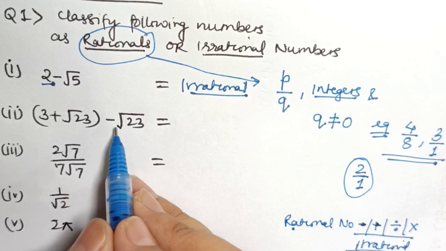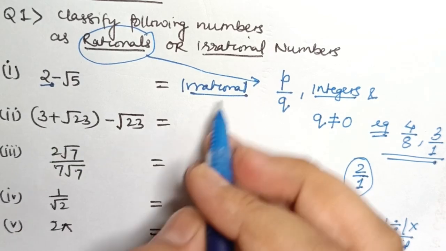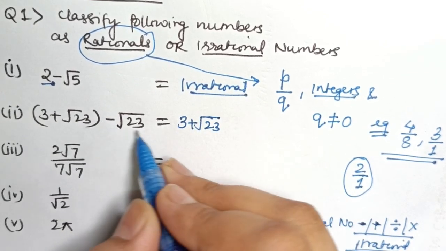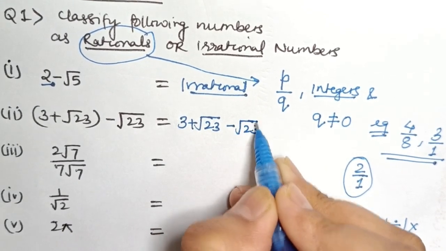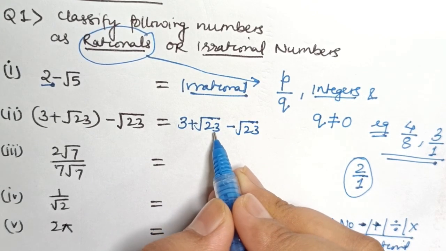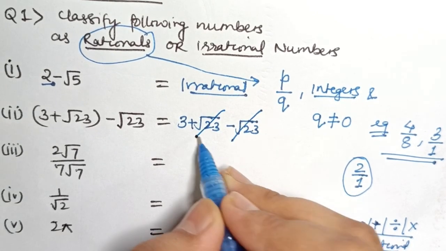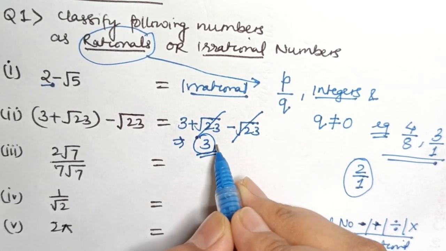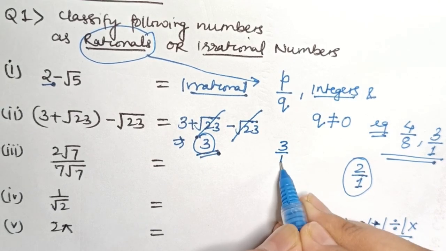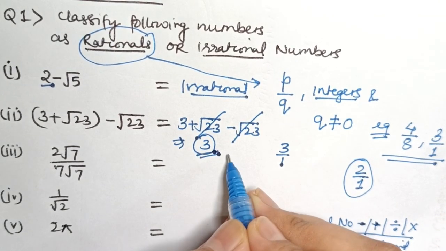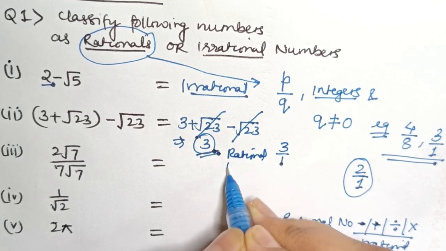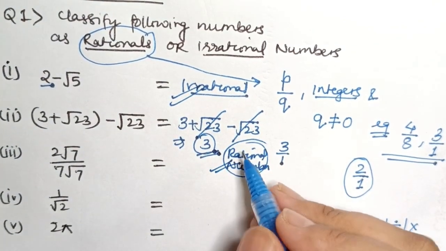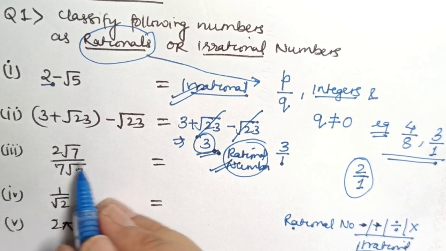Now moving to your second question. The second question is a mixed kind of question, so you will simplify. How will you simplify? First break the bracket, and when you simplify, you can very easily see that this is 3 plus root 23 and minus root 23. So plus root 23 minus root 23 will be cancelled out, and the resultant you will get is 3. So 3 can be written in the form of p by q, meaning 3 upon 1 can be written. Okay, and 1 does not equal 0. That is why 3 will be a rational number. Okay, so the second question will be a rational number.